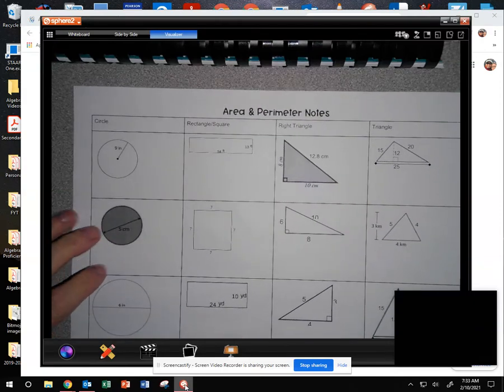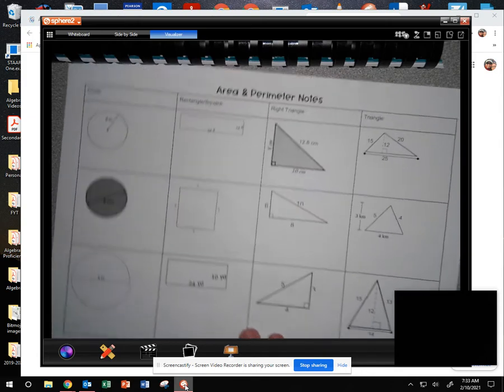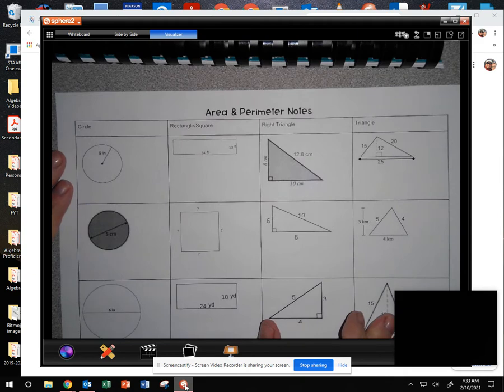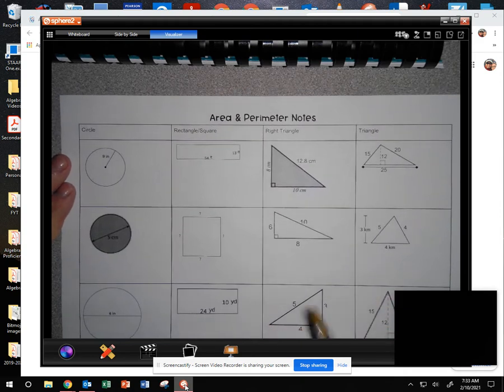All right. So we're going to start Unit 7. And before we start doing Unit 7, we're going to do some practice work. And today we're going to talk about area and perimeter of circles, rectangles, and squares, and two different types of triangles. So the first one we're going to talk about is a circle.